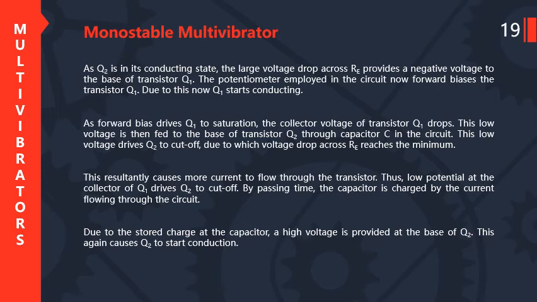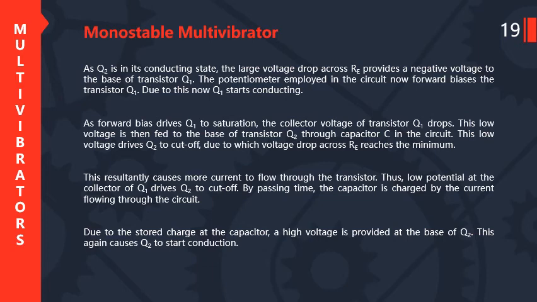The potentiometer employed in the circuit now forward biases the transistor Q1. Due to this, Q1 starts conducting. As forward bias drives Q1 to saturation, the collector voltage of the transistor Q1 drops. This low voltage is then fed to the base of the transistor Q2 through capacitor C in the circuit. This low voltage drives Q2 to cutoff, due to which the voltage drop across RE reaches the minimum. This causes more current to flow through the transistor. Thus, low potential at the collector of Q1 drives Q2 to cutoff.